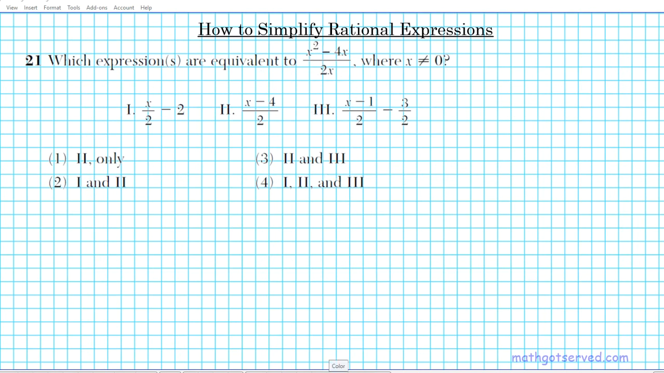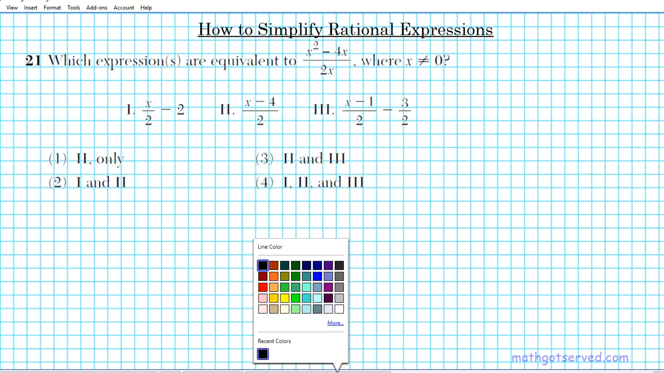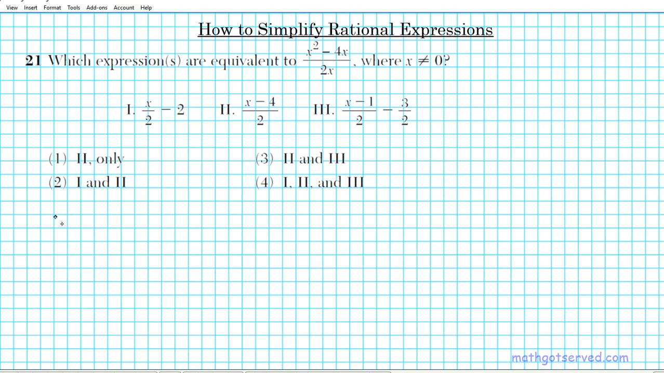What we're going to do first is use the simplification approach. We're going to start with the original problem, x squared minus 4x over 2x, and simplify it in two different ways. The first one will involve decomposition into two fractions and reduction, and the other will involve factorization and then reduction. Let's go ahead and decompose this first into two fractions.